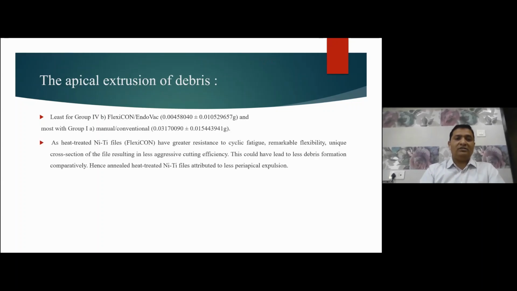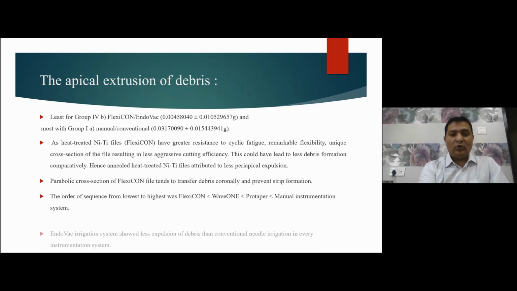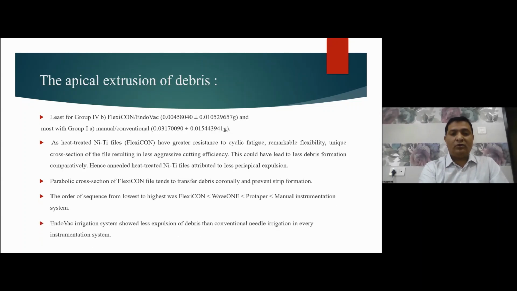The reason for this is that the heat-treated nickel titanium Flexicon file has greater resistance to cyclic fatigue, remarkable flexibility, and a parabolic cross-section. Hence, there is less debris formation and less extrusion beyond the apex. The parabolic cross-section transfers the debris coronally rather than apically. The order of sequence is from Flexicon to Wave 1 to ProTaper, with manual instrumentation the most.